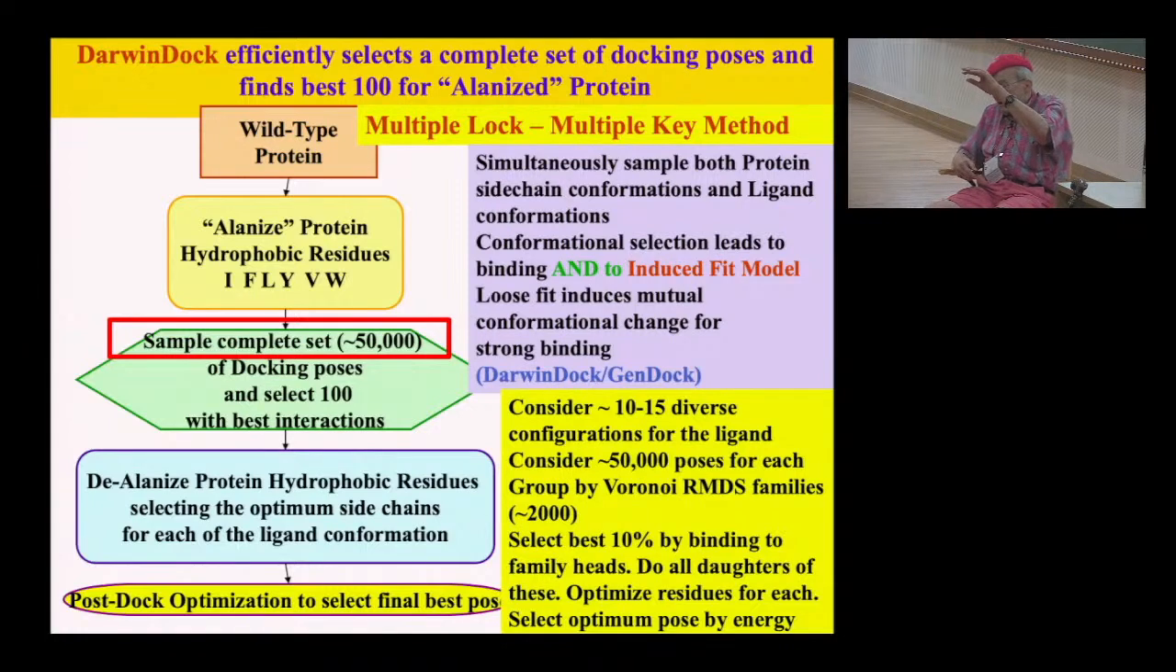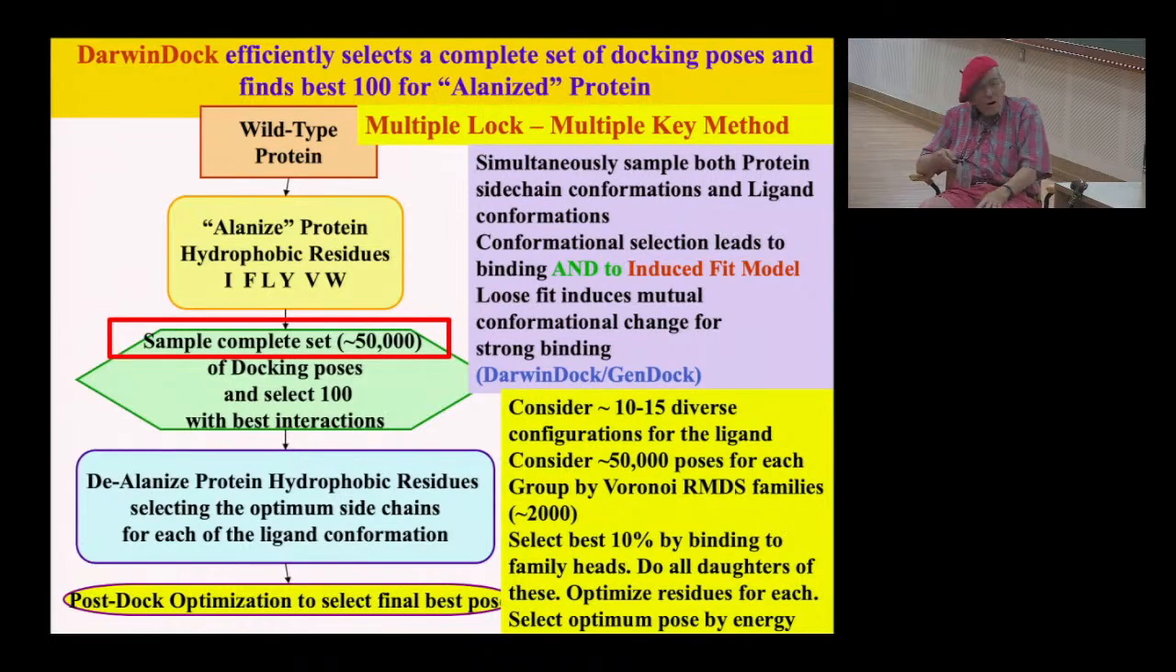So we put spheres in the system where the ligands can go. We put in about 50,000 poses of the ligand without any calculations of energy. We do the RMS differences between those 50,000 structures and group them into families. There are about 2,000 families. We then do the energy of the family heads interacting with the protein. We take the best 10%, the best 200. We take all the daughters of each one, about 25, and we do the binding energy calculation interacting with the protein.